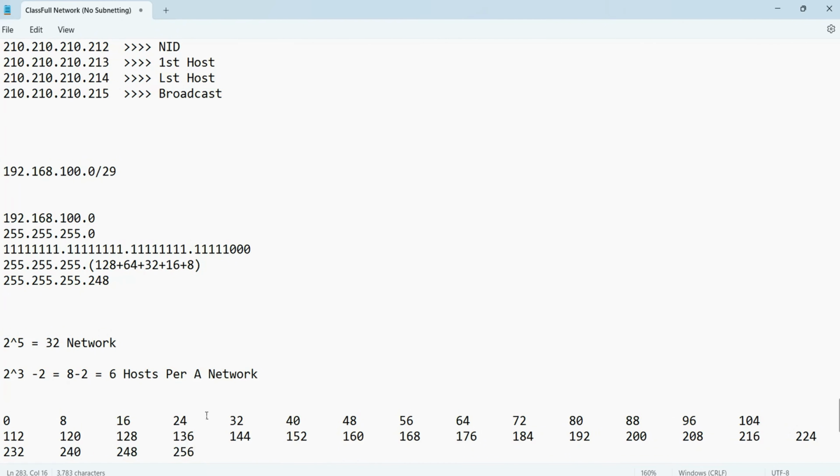See that? Which means this is my first network. This is my second network, my third network, fourth network. Every network gets 6 hosts. So my first network is 192.168.100 dot what? 8. First host is 9, last host is 14, 15 is the broadcast. For the 40 network, 40 is the network ID. I cannot use it as an IP address. 41 is the first host, 46 is the last host, and 47 is the broadcast, as long as I'm using this as a subnet mask. You see that? That's how you reverse engineer.